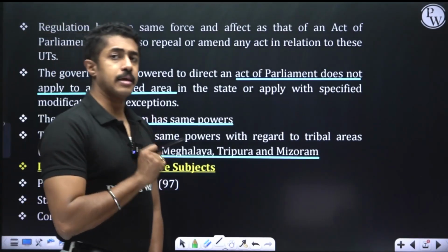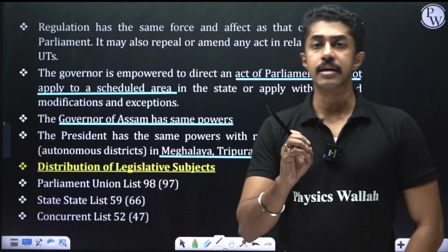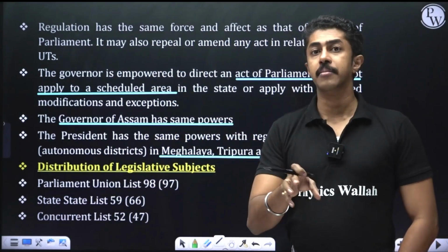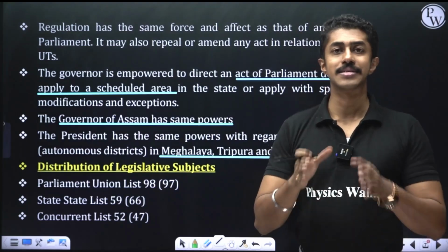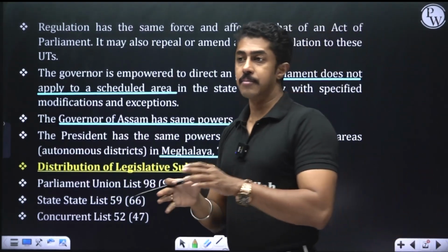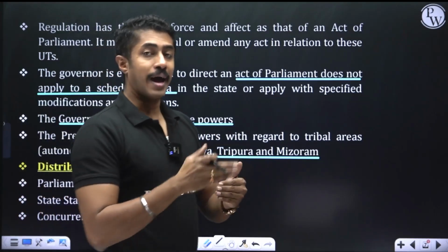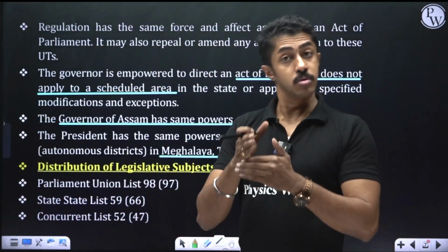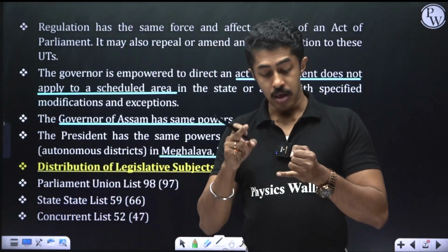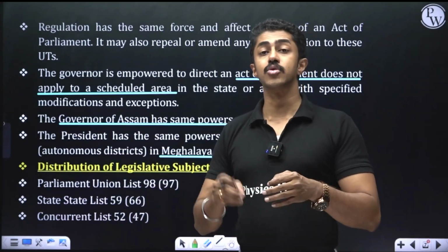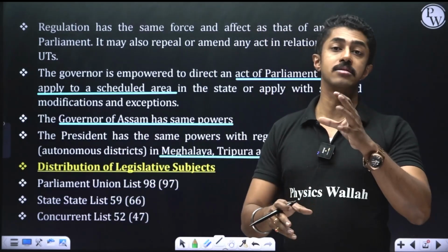So, what do we see here? We are basically seeing that the whole concept here is that even though parliament has extraterritorial powers, there are certain exceptions. Parliament's power to make law or frame law has certain limitations when it comes to union territories, when it comes to scheduled areas, when it comes to Assam, when it comes to Meghalaya, Tripura, and Mizoram.